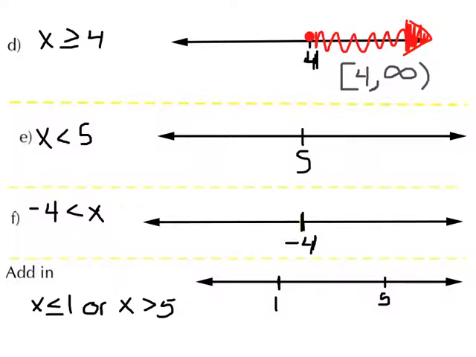Number 3. It says x is less than 5. Because it says less than, I'm going to have an open dot on 5. My variable is out front. My inequality is pointing to the left, so I'm going to shade to the left. My shading tells me all of the possible values that could go in for x that would make that statement true.